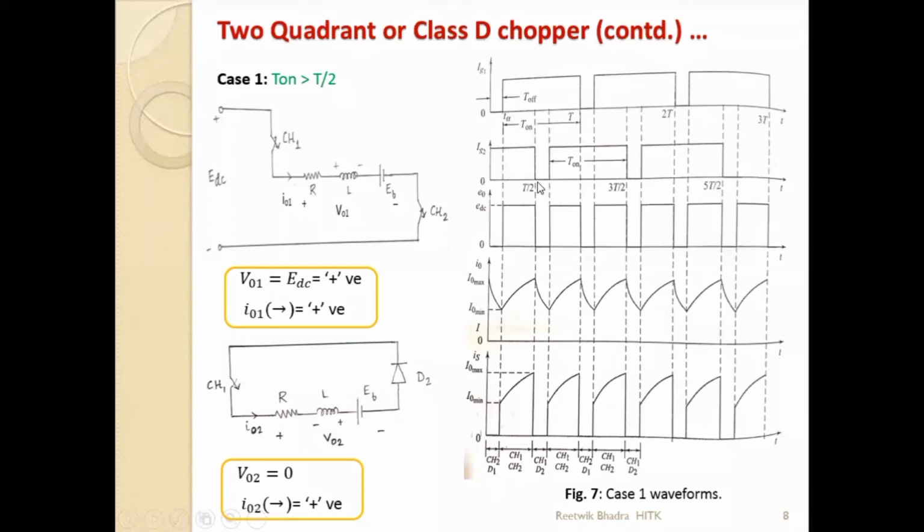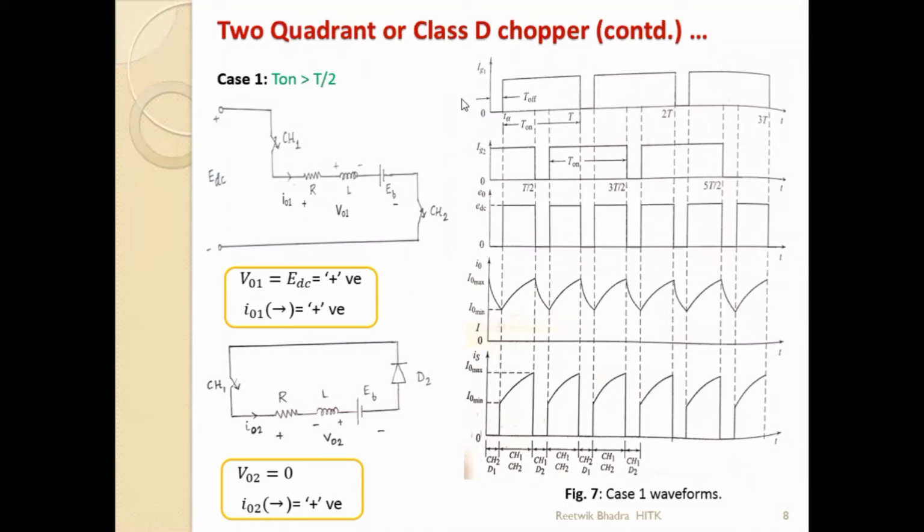This gating pulse is over here, starting from here. If I take the complete pulse from here, this one is T off, then this one is T on. So T on is again greater than T by 2. This point is total T, so T on is again greater than T by 2. For both the switches, T on should be greater than T by 2.